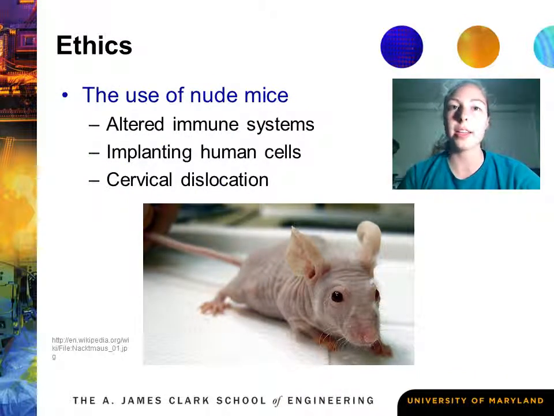Nude mice are mice that are bred specifically for laboratory use. They have an altered immune system which allows them to be widely used for applications involving tissue. These mice have no rejection response, allowing them to accept any foreign tissue. The researchers in this experiment not only introduced foreign cells to the mice, but these cells were from humans.